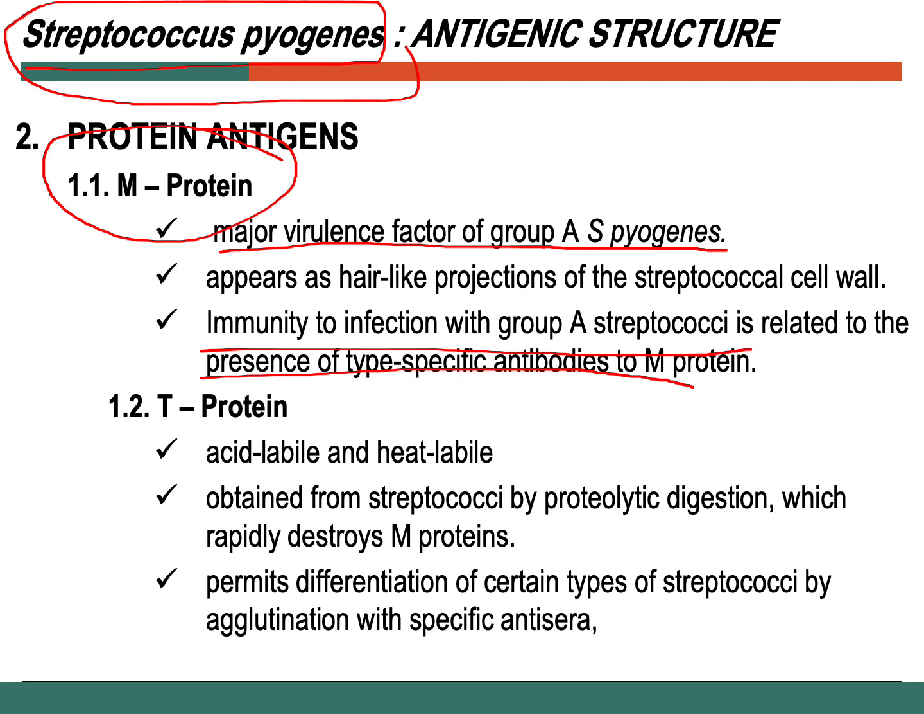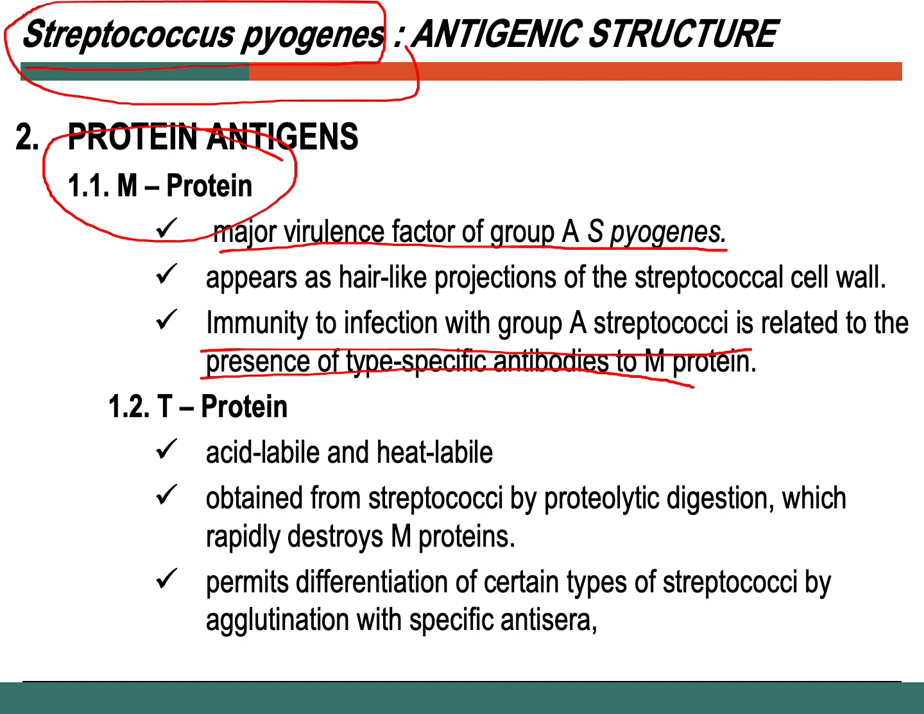You also have your T protein. Your T protein is acid labile and heat labile. They are obtained from Streptococcus by proteolytic digestion, which rapidly destroys M protein. So it permits differentiation of certain types of Streptococci by agglutination with specific antisera.